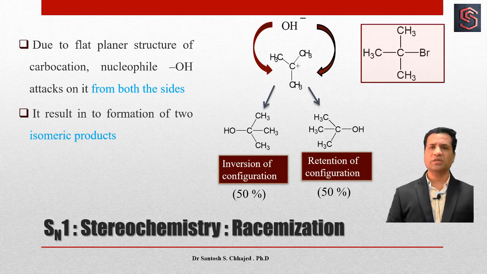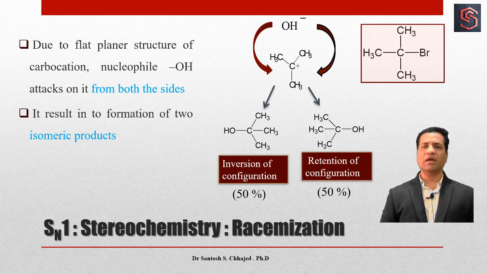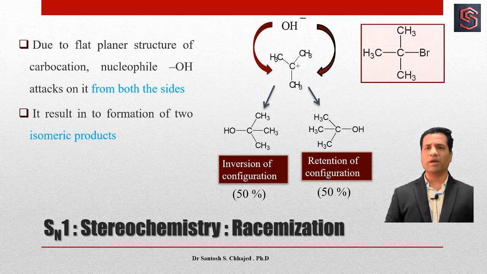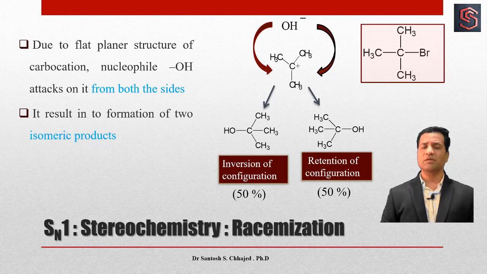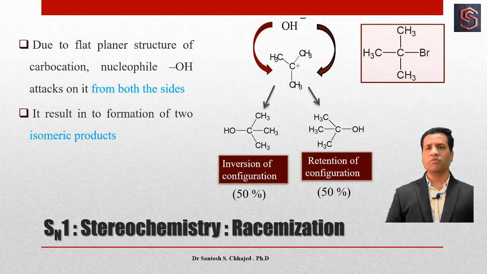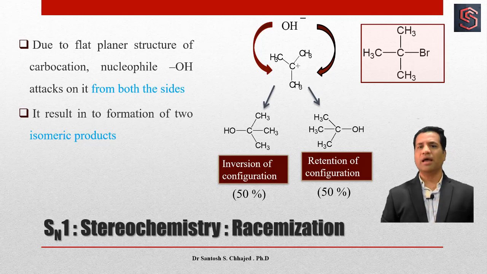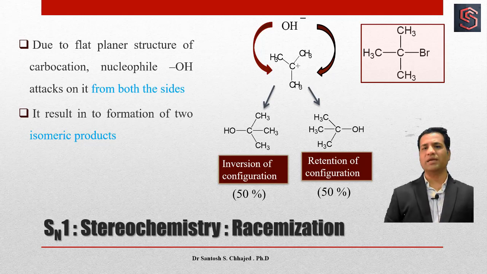How the configuration is inverted or how it is retained, we get the answer if we compare with the structure of tertiary butyl bromide, which was our starting compound. You can see that the position of the bromide ion is on the right hand side, and in the retained product, that is the isomer which has retention of configuration, you can see that the position of OH is the same as the position of the bromide ion which was there in the substrate, and the 3 methyl groups are on the same side as they were earlier in the case of tertiary butyl bromide.